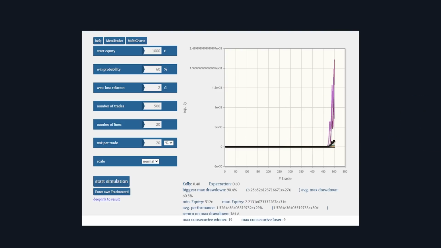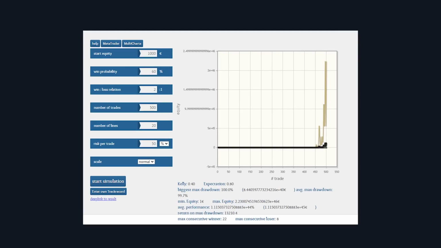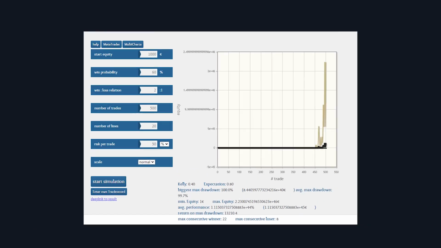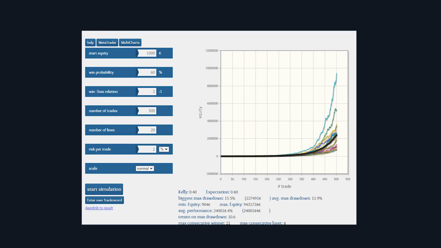Could you handle a 90.4% drop in your portfolio? And that's just with 20%. Let's see what 50% looks like. Now take a look at the drawdown. 100%. And the average is 99.7. But take a look at if we just risked 2% per trade. The biggest amount we could lose is 15.5% of our account.